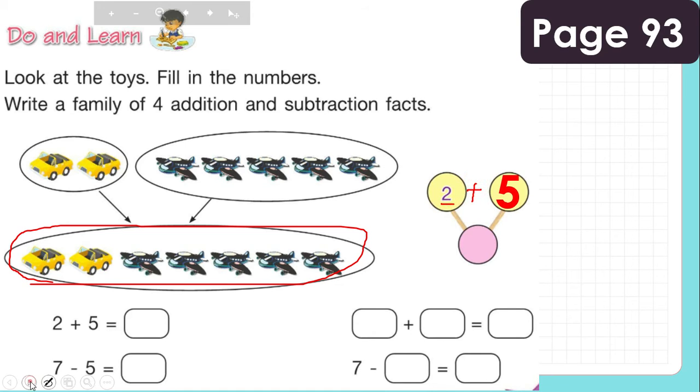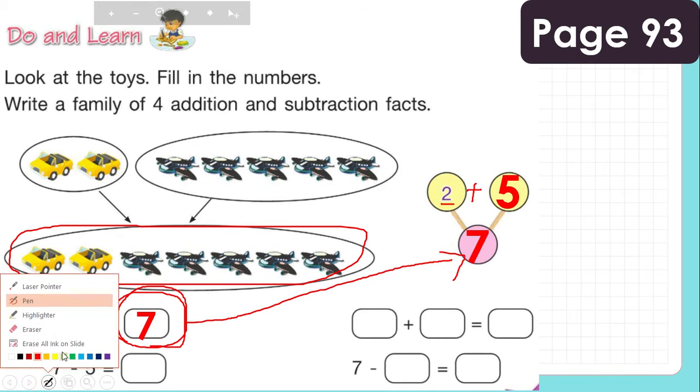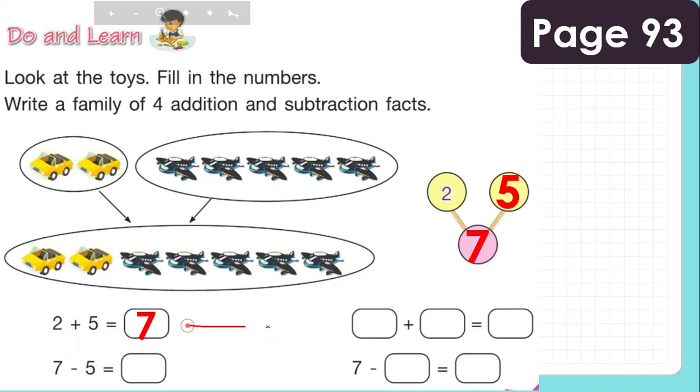2 plus 5 is 7. This one. Okay. 2 plus 5 equals 7. We're going to write it here. There you go. Okay, how about the other addition?